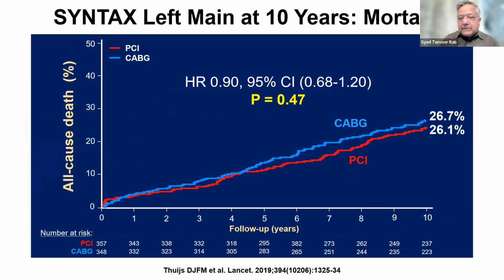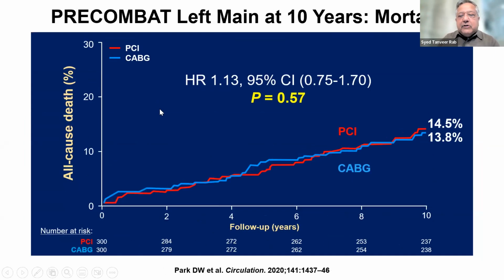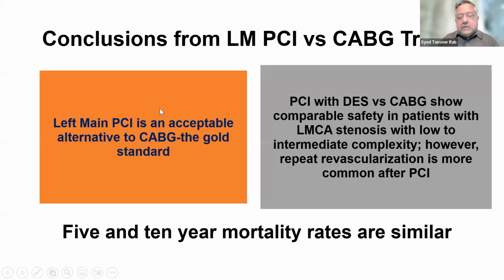Now, at 10 years, the results have come out for SYNTAX, and the curves are very parallel for CABG and PCI for mortality, death, the most important event in your life, the terminal event in your life. And in PRECOMBAT it is very similar. So for long-term trials at 10 years, and NOBLE and EXCEL have not gone up to 10 years, the mortality was very similar from these two trials. Five-year and 10-year mortality rates are very similar. So left main PCI then becomes an acceptable alternative to CABG, the gold standard.